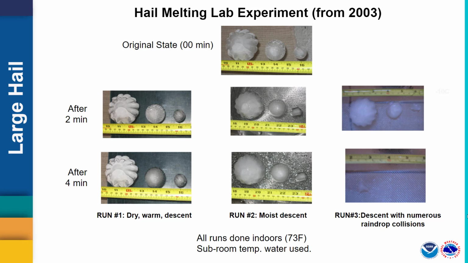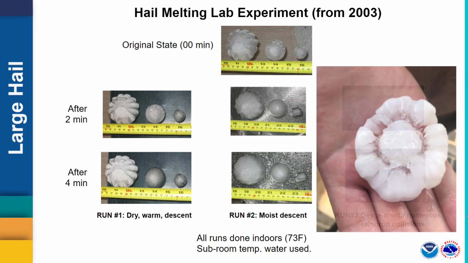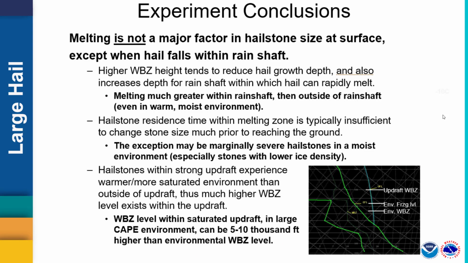At one point during our experiment, we were even able to produce flatter disc-shaped hailstones in the end, which is occasionally observed and reported. Quite interesting. The conclusion from that lab experiment was that melting in general is not a major factor in hailstone size at the surface, except when hail falls within the heavy rain shaft.